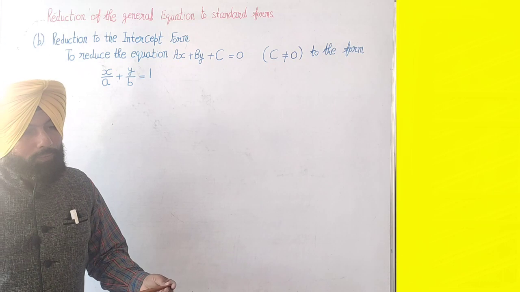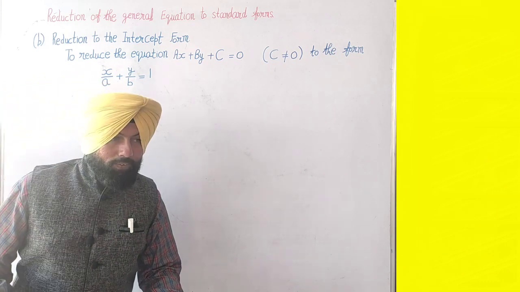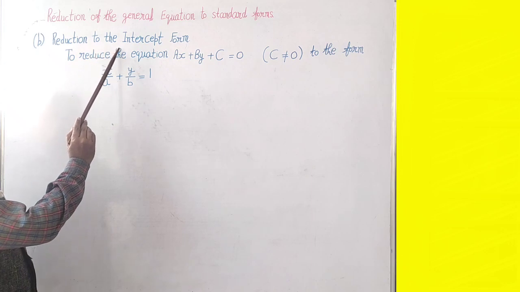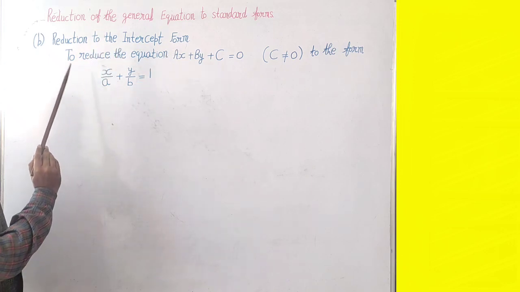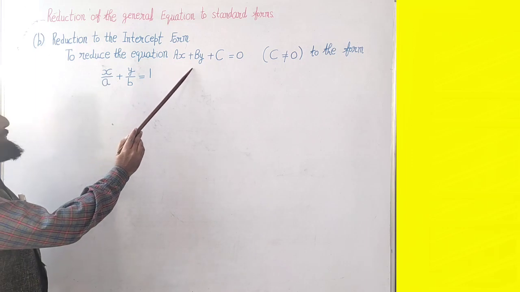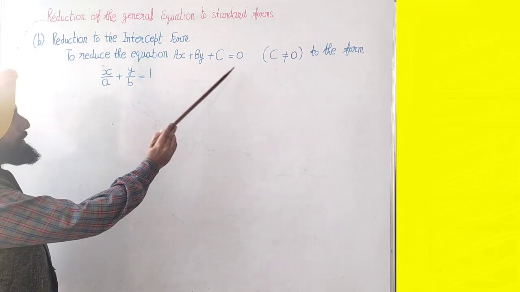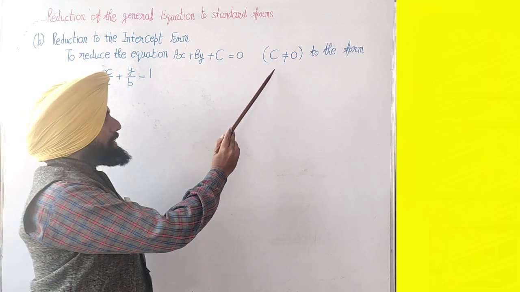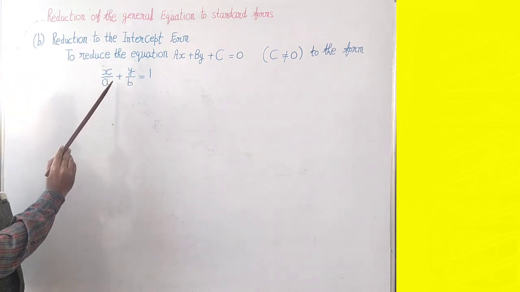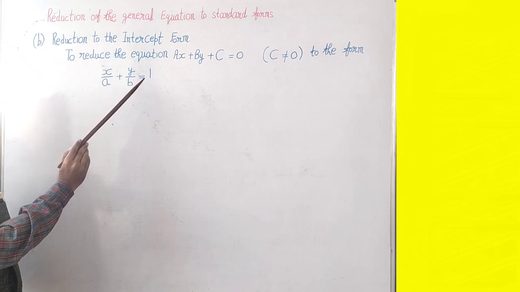Now we discuss reduction to the intercept form, to reduce the equation ax plus by plus c equal to 0, provided c not equal to 0, to the form x over a plus y over b equal to 1.